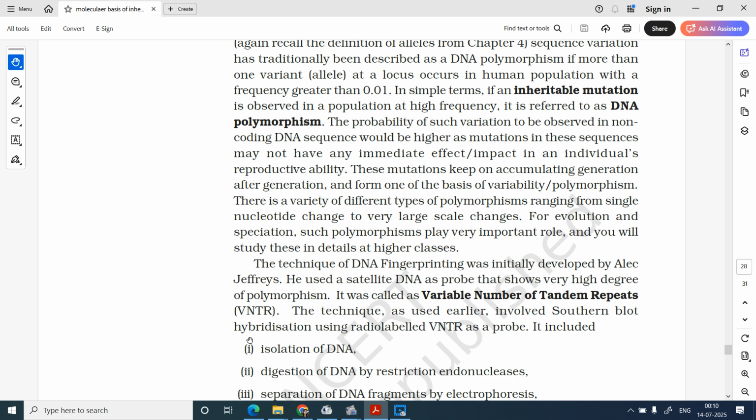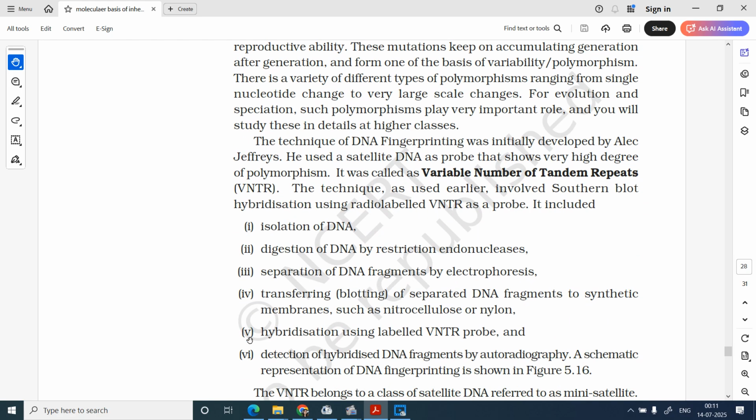The technique of DNA fingerprinting was initially developed by Alec Jeffreys. He used a satellite DNA as a probe that shows a very high degree of polymorphism. It was called a variable number of tandem repeats, VNTR. The technique, as used earlier, involved Southern blot hybridization using a radioactive VNTR as probe.